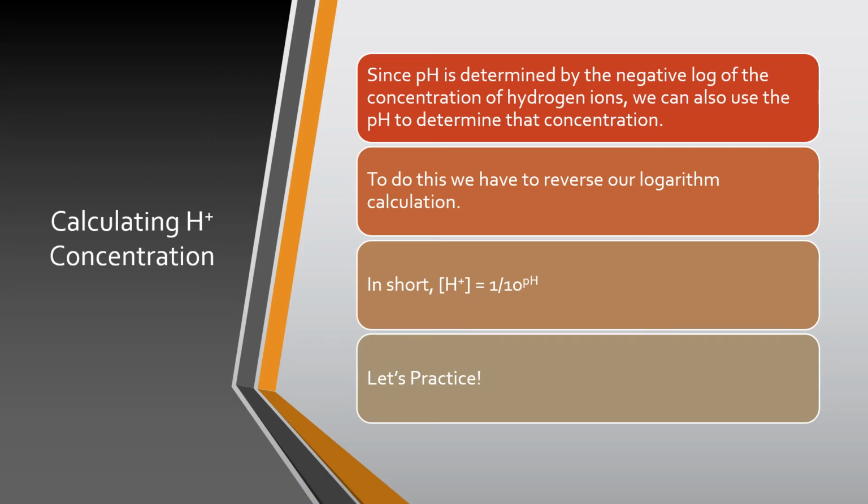We can also reverse our calculation process to determine the concentration of hydrogen ions using the pH. To do this, we just need to solve our previous formula, pH equals negative log concentration of H, for the concentration of hydrogen ions. I won't go through that process here, since logarithms are a bit wonky, but the final formula is that the concentration of hydrogen ions equals 1 divided by 10 raised to the power of pH. Let's look at how this works.